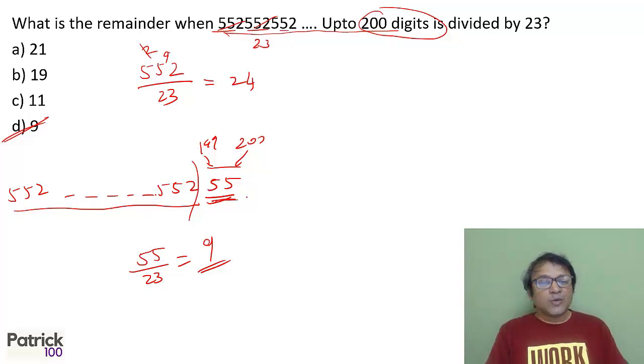To find the remainder, divide 55 by 23. You will see the remainder is 9. So the overall remainder should be 9.